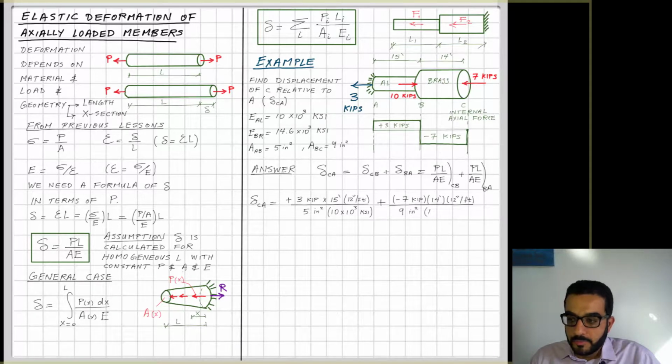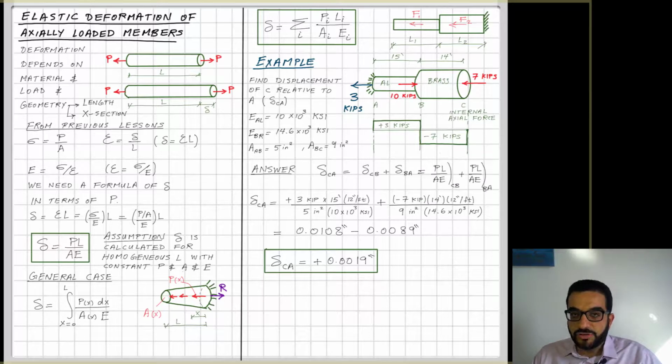The second displacement, plugging in the values similarly. One thing I want you to pay attention to is the sign of the force that's used for delta BA. The internal force here is compression, so it's negative 7 kips. That results in part AB feeling an elongation of around 0.01 inches, but part BC feels a contraction of 0.0089 inches. So when you add them together, delta CA, the accumulation of the elongation and contraction, results in a net of positive 0.0019 inches.